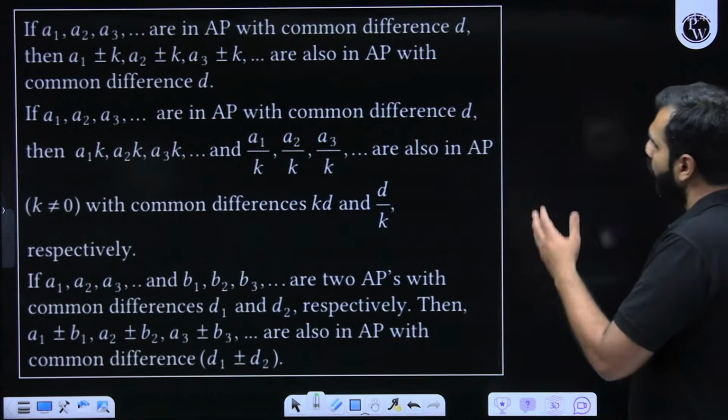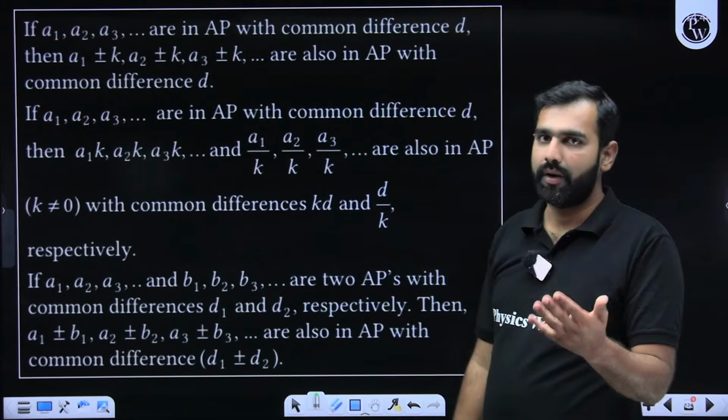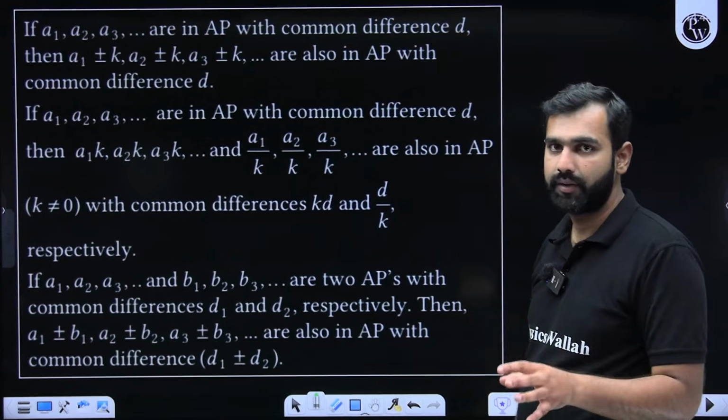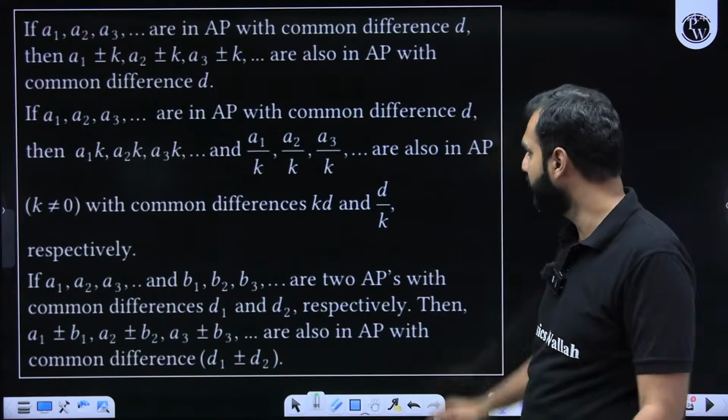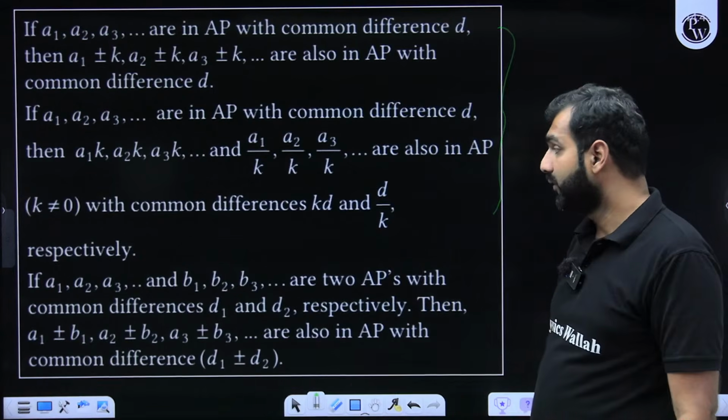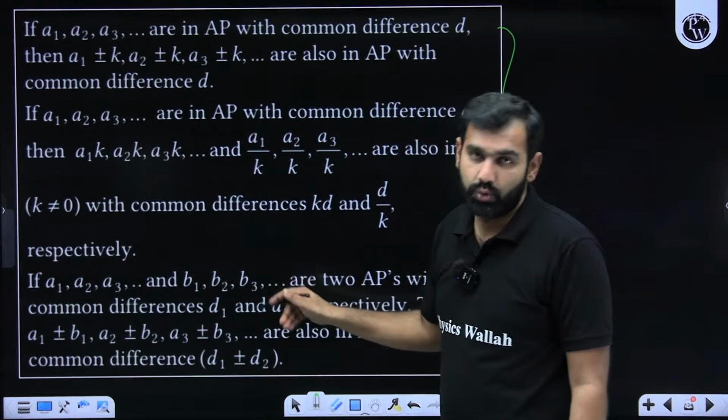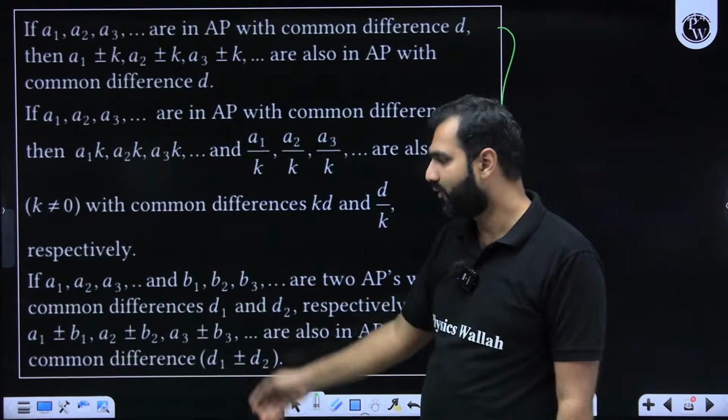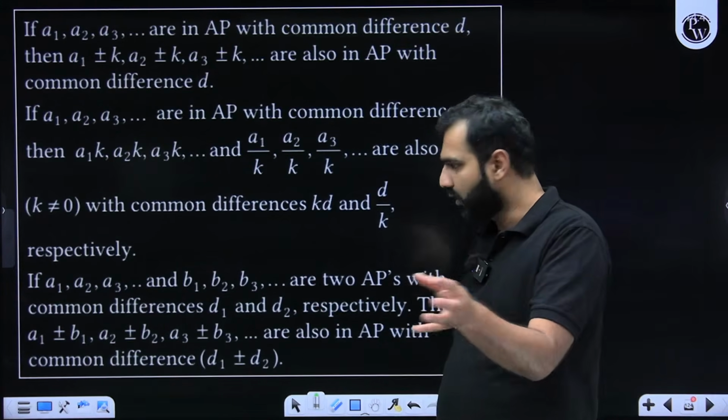Here, we know that if you add or subtract or multiply or divide an AP by a certain scalar, it still remains an AP. That is exactly what we are told. Even if you take two different APs, and take the sum or difference of the consecutive terms.